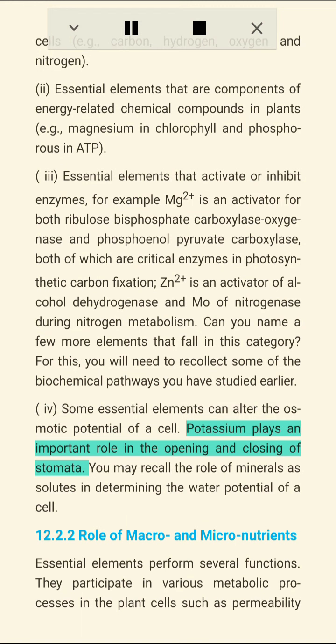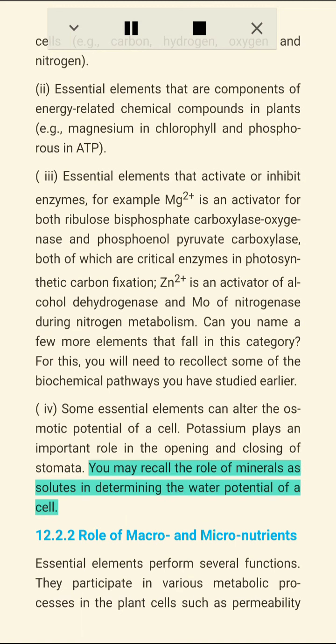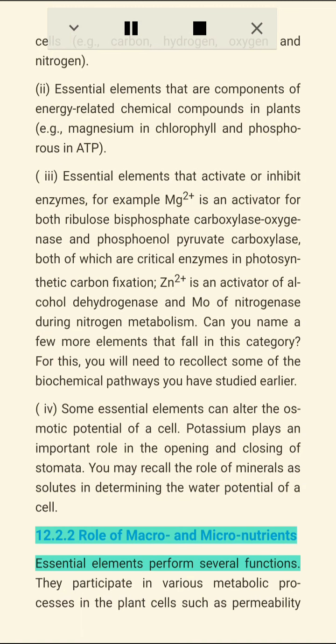IV. Some essential elements can alter the osmotic potential of a cell. Potassium plays an important role in the opening and closing of stomata. You may recall the role of minerals as solutes in determining the water potential of a cell.